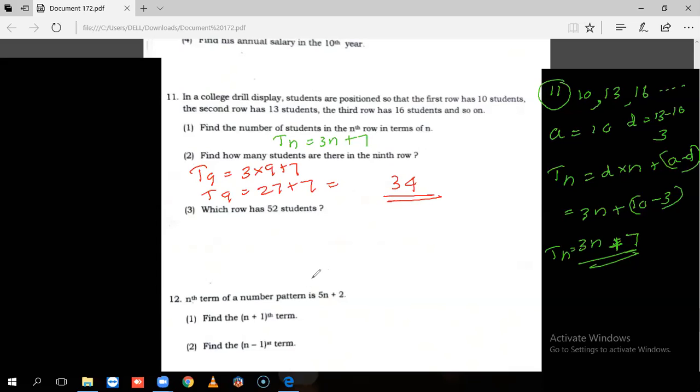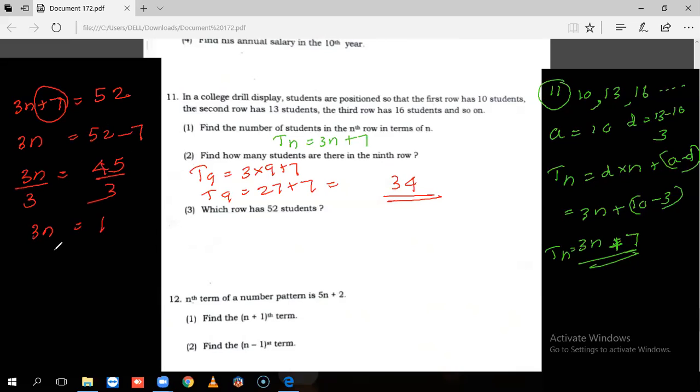Then which row has 52 students? The general term is 3n plus 7, and we make it equal to 52. Which term is 52? The term number cannot be a fraction, so n must be divisible. 3n plus 7 equals 52. When you move plus 7 to the other side, it becomes minus 7. 3n equals 52 minus 7, which is 45. Divide both sides by 3, so n equals 15. The 15th row.